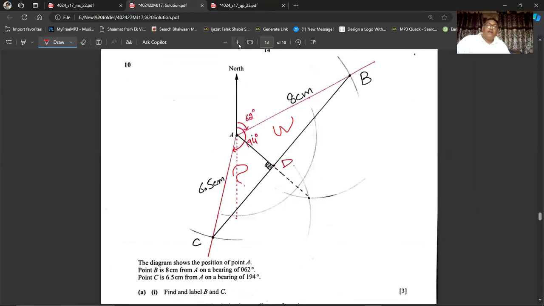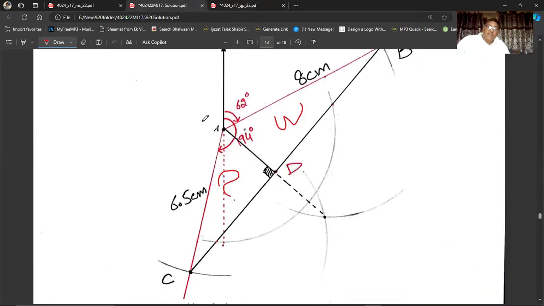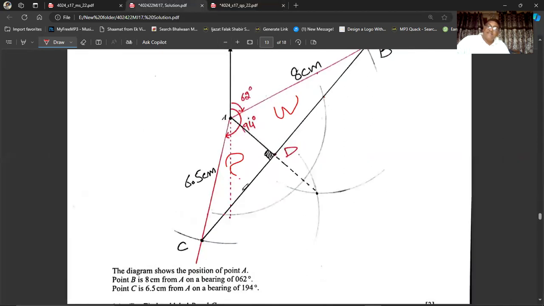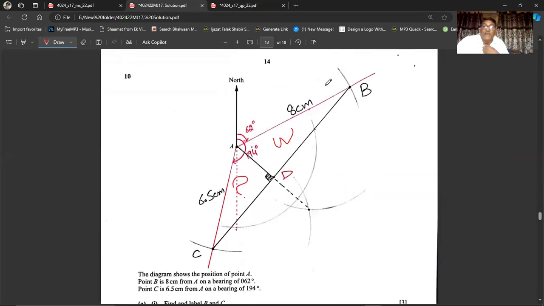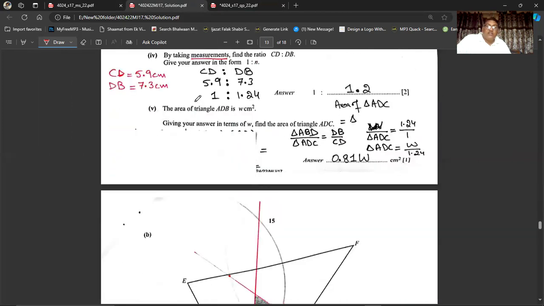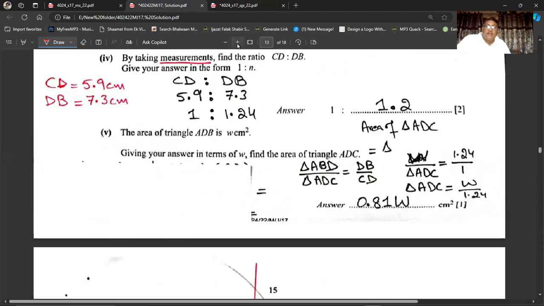If you pay attention to these triangles, you remember that famous case. These are two triangles whose baseline is the same line and their third vertex is A, which is common. So when you have two triangles whose baseline is the same and their third vertex is common, what happens? The ratio of their areas is equal to simply the ratio of their bases.